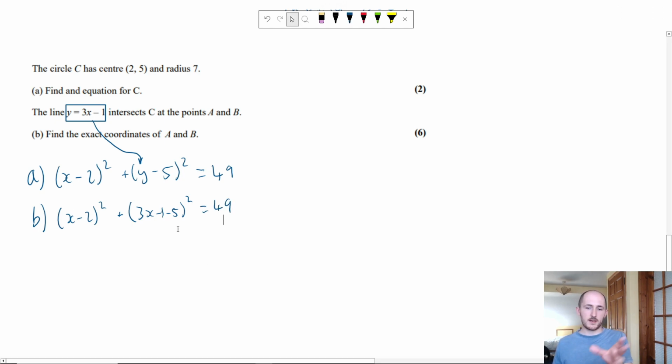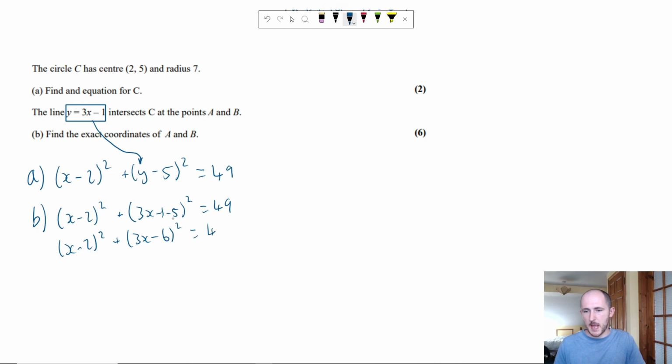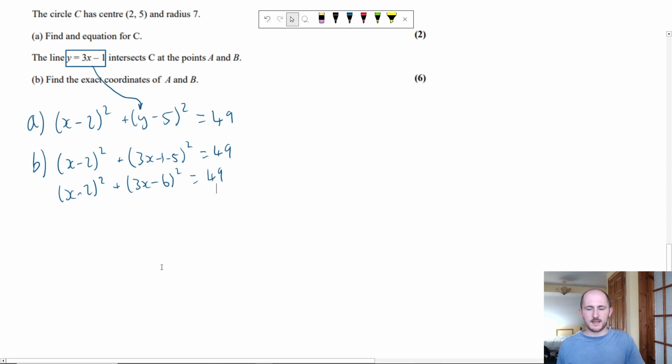But anyways, let's continue. We have (x minus 2) squared. And then y, we're going to sub in everything. So (3x minus 1 minus 5) squared equals 49. Now you can probably see already it's a quadratic simultaneous equation. So what do we need to do? We need to expand everything and then simplify. But just before that, just to make the algebra a little easier, I'm going to simplify this bracket. So minus 1 minus 5 is a minus 6, squared, equals 49. Perfect. Now let's actually do the expanding.